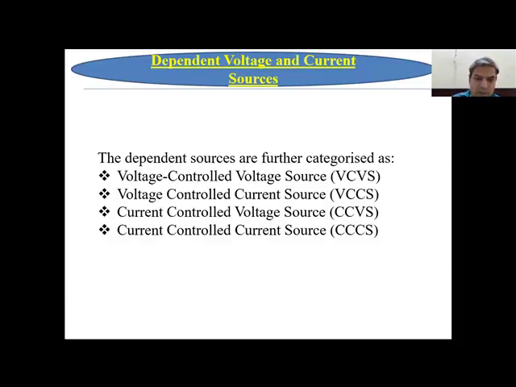So these dependent sources have 2 sections, input side and output side. That's why these dependent sources have 4 terminals, not 2 terminals. Independent sources have 2 terminals, but dependent sources have 4 terminals.